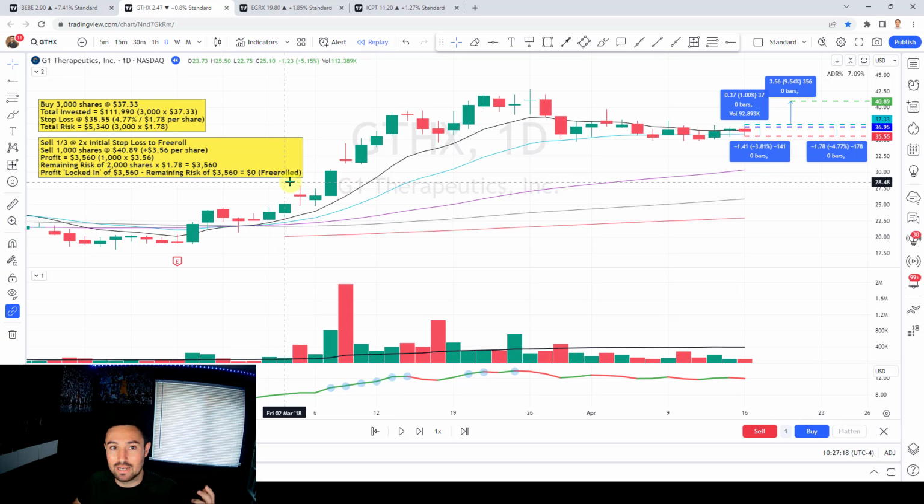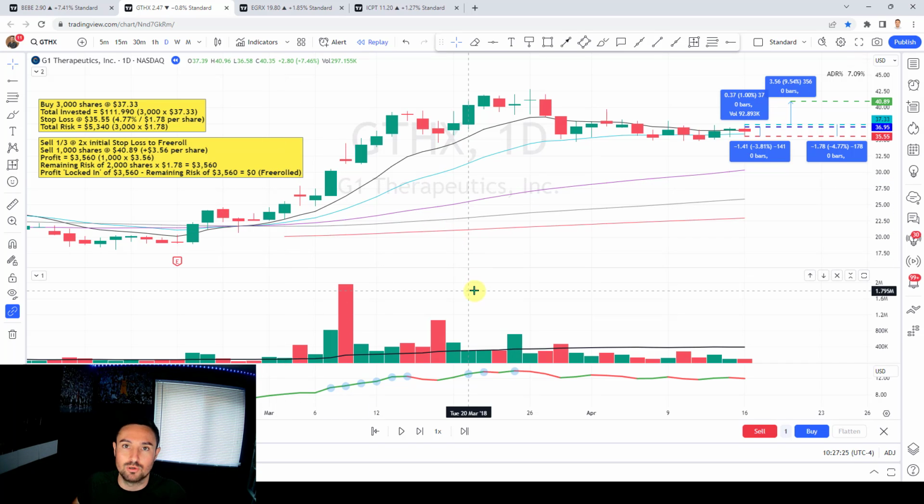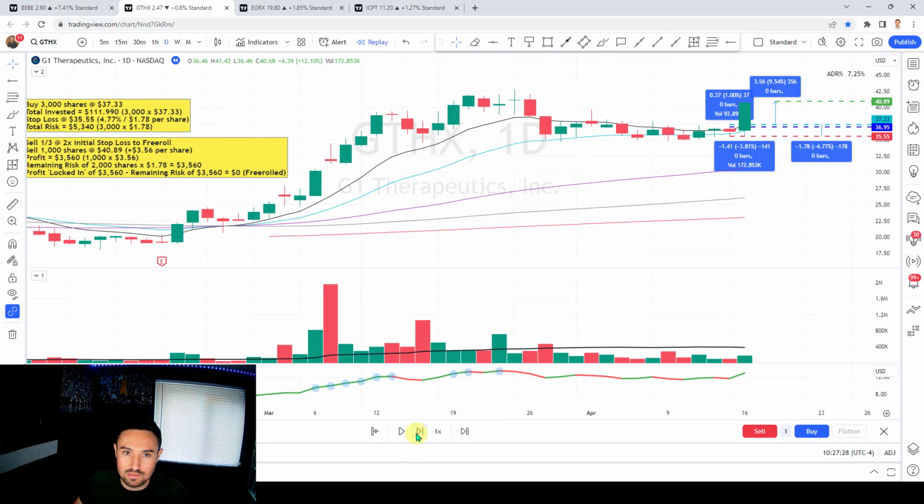Nice. Now, do you have to do this? Absolutely not. You don't have to do this. But for me, I like to take the risk out. I like to trade risk-free, really manage the downside as soon as prudently possible. So let's then play this forward.